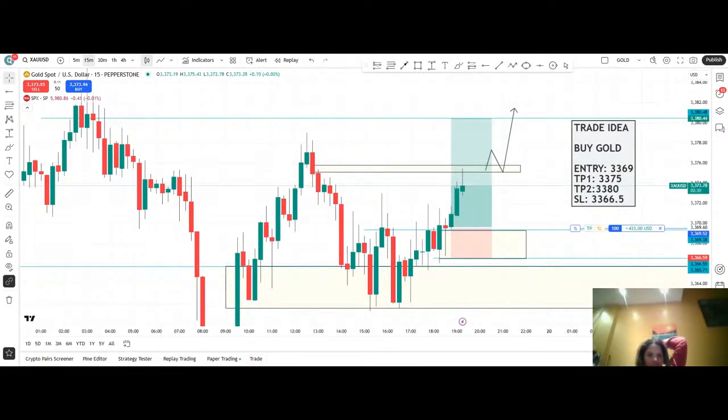I'm not gonna close the setup now. I'm still holding the setup open. I'm going to move my stop loss to just below this candle here at 3368 now.